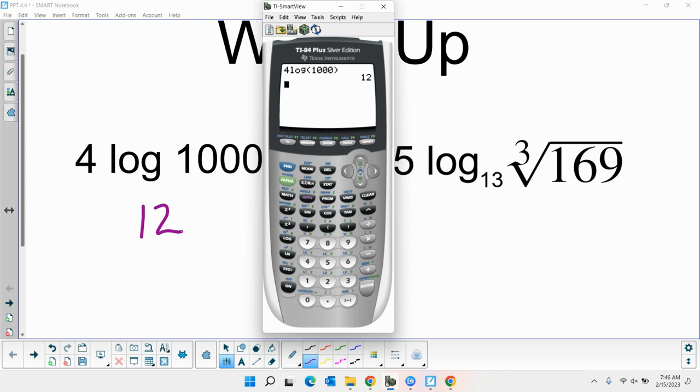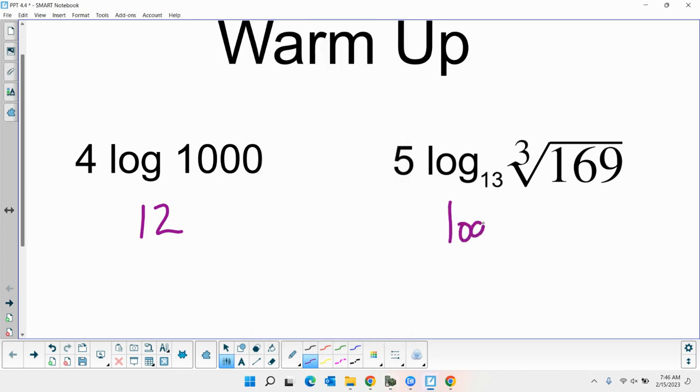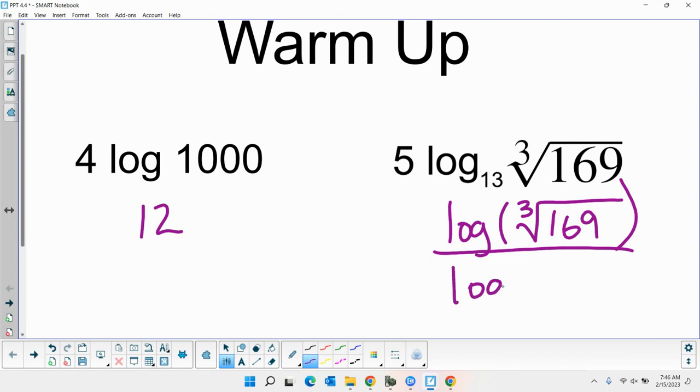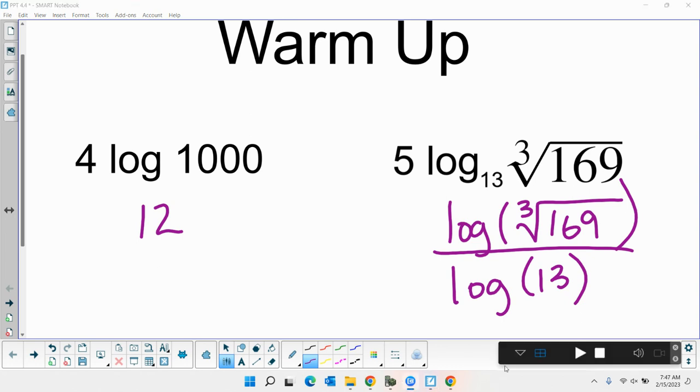I would just put this in and then times 5 when I'm done. So you get log, and then you get cube root at your math number 4, I think. Like that. Close it off, and then log 13 in the bottom. That's how I put it in my calculator. Okay, that's that change of base where we don't have to do it mentally like we did the night before.